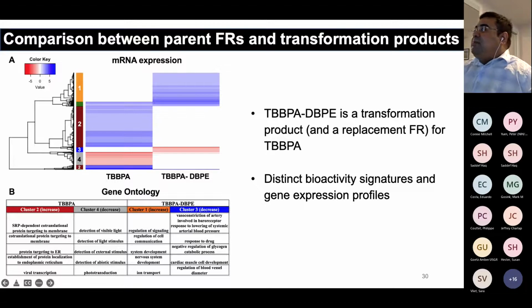Gene ontology assessment shows that these two related flame retardants have distinct clusters of molecular targets. For example, if you see the gene ontology assessment for DBP, consistent with it disrupting the behavioral phenotypes, gene expression shows a large-scale effect on nervous system development.